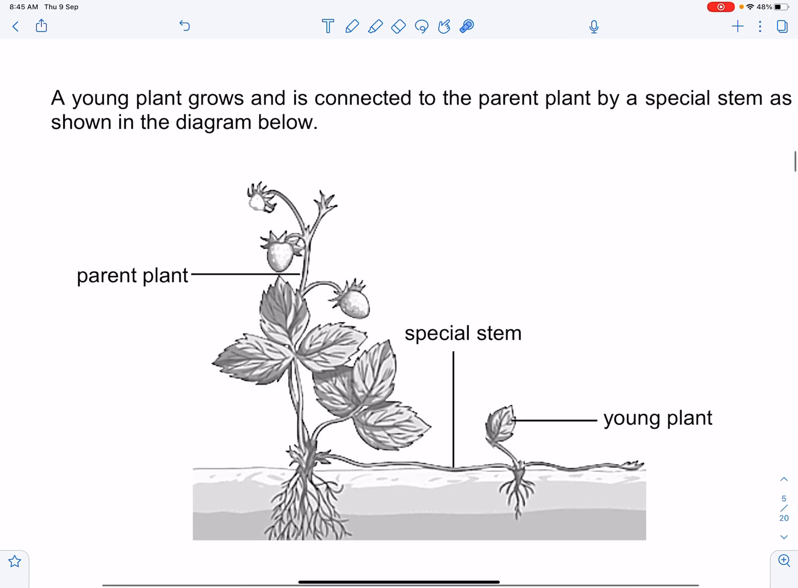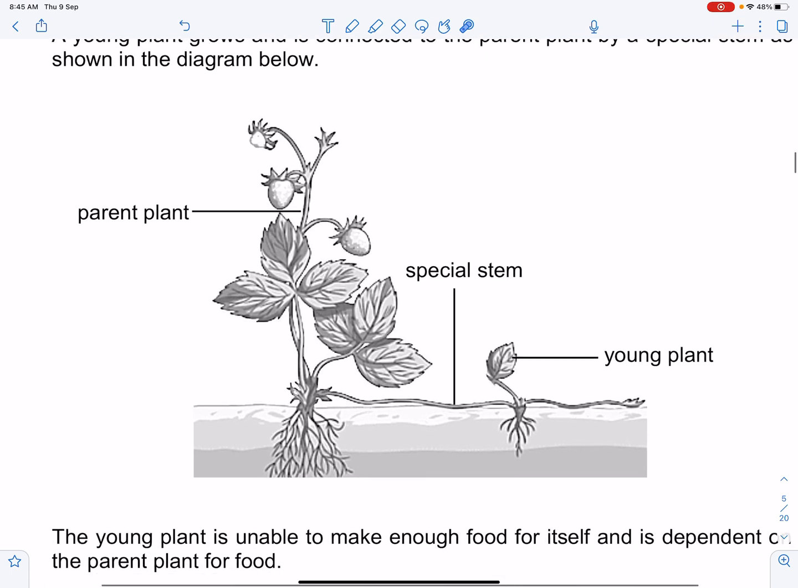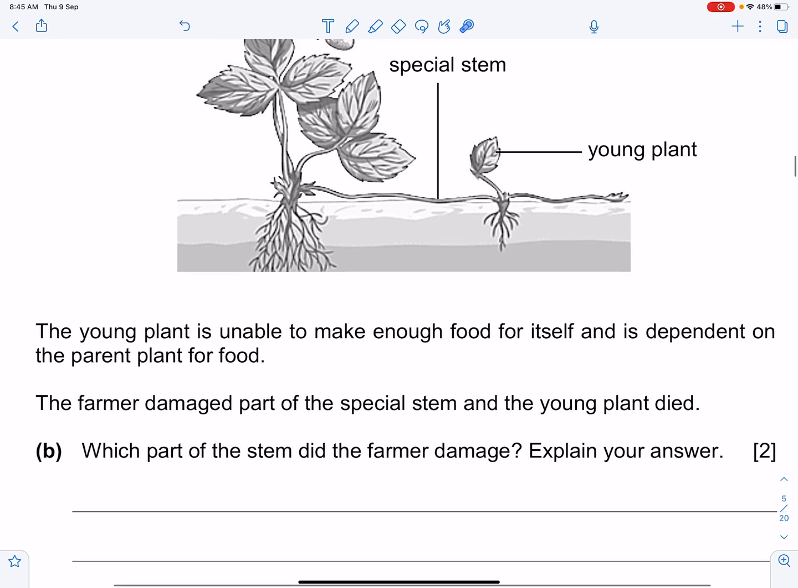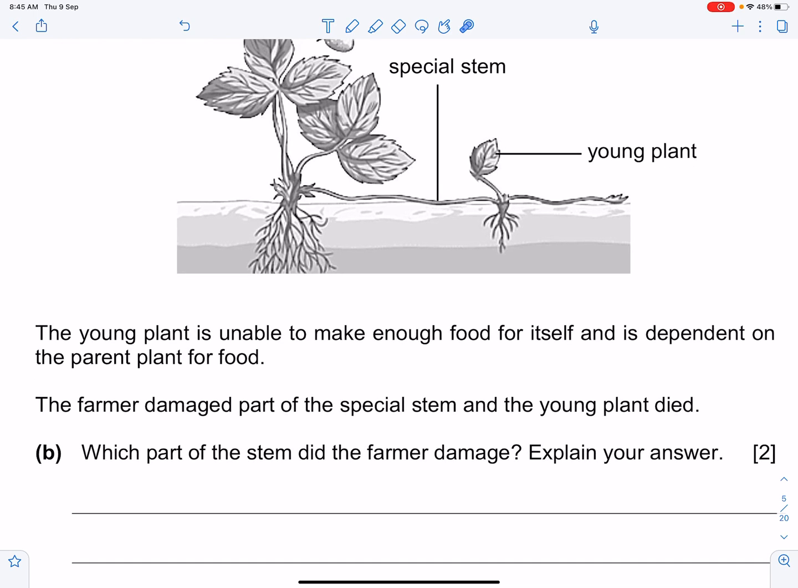Now, a young plant grows and is connected to a parent by a special stem as shown in the diagram below. So they tell you already, the young plant is unable to make enough food. This is the highlight of it. So unable to make enough food means what? To survive, it must get food from somewhere, right? Don't know where, okay? But the important thing is you need to get food from somewhere. And then they tell you it is dependent on the parent plant for food. Okay, there you have it.